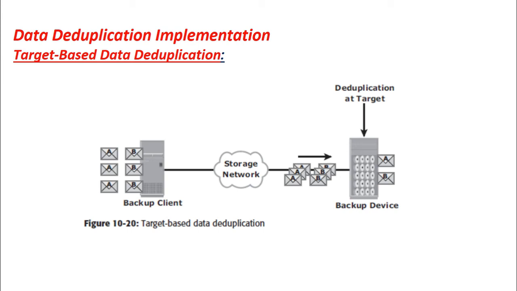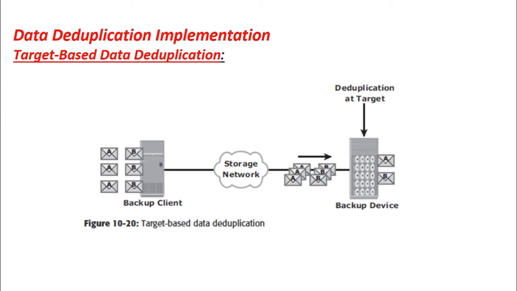Now, there are two ways in which we can perform target-based data deduplication. First technique is called inline deduplication. Inline deduplication performs the deduplication on the backup data before it is stored on the backup device. Hence, this method reduces the storage capacity needed for the backup. Inline deduplication introduces overhead in the form of the time required to identify and remove duplication in the data. So this method is best suited for an environment with a large backup window.